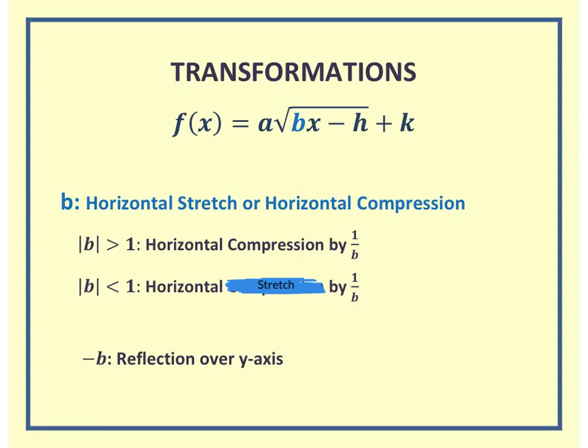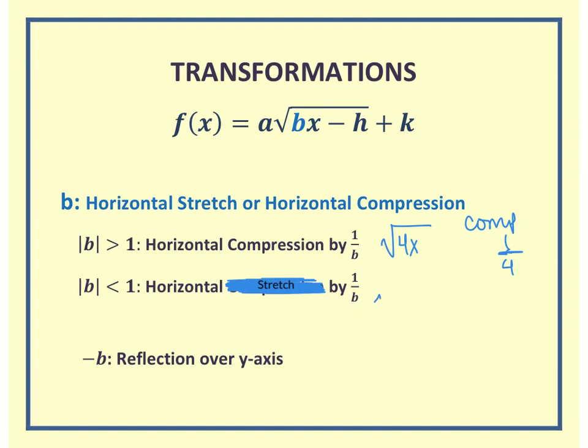Okay, now we're going to talk about the b value. The b value is going to be inside the radical in front of your x. Okay, if the absolute value of b, so we only care about the number, is greater than 1, it's a horizontal compression by 1 over b, which means you have to flip it. That means if you had the square root of 4x, it would be a compression of 1/4. Okay, so you always take the reciprocal, you always flip it.